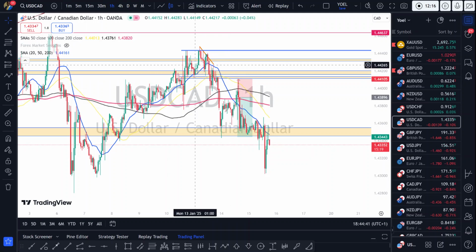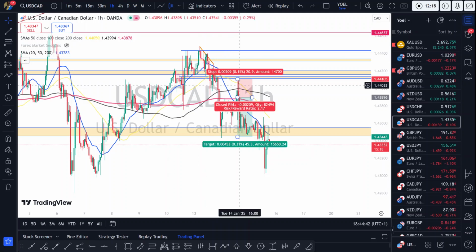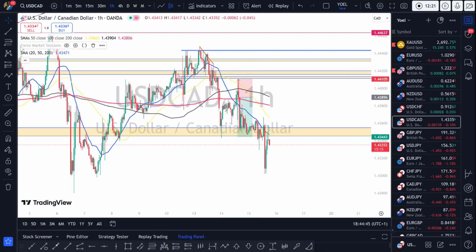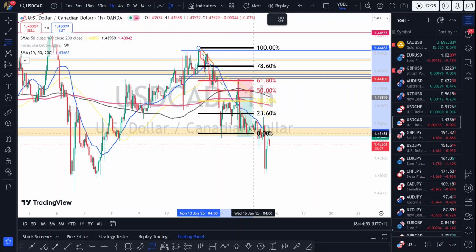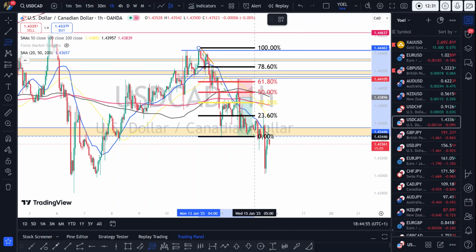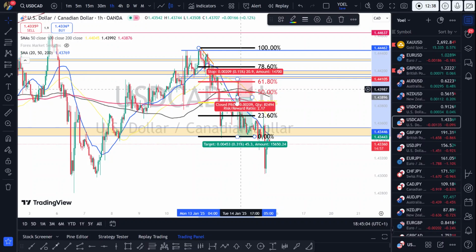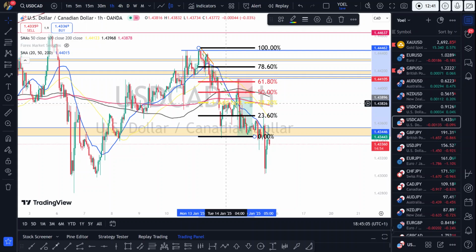Okay, look at this. Look at what happened here. Let's see if Fibonacci works perfectly here. Look at it here. Look at it. The Fibonacci started responding from the 61%. And then from this area, you are picking your sell here.